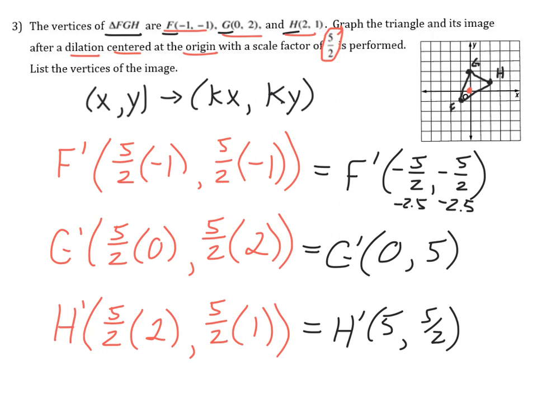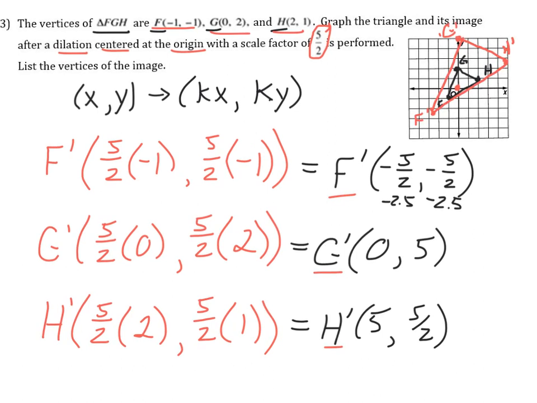Finally, I can graph my image. So now I've plotted F prime, G prime, and H prime. Definitely appears that it is an enlargement. My image is definitely bigger than my pre-image. And I knew that going in because my scale factor, 5 over 2, was greater than 1. So I knew my final image was going to be bigger.